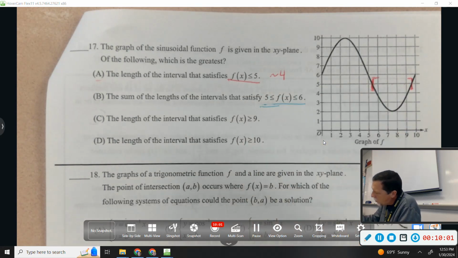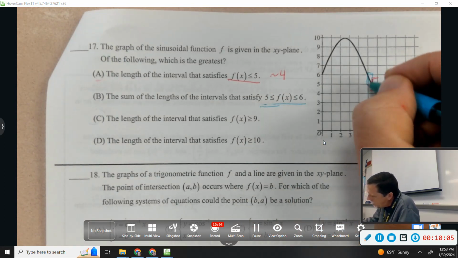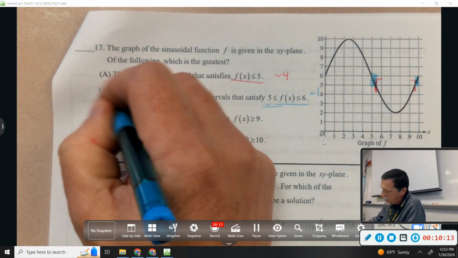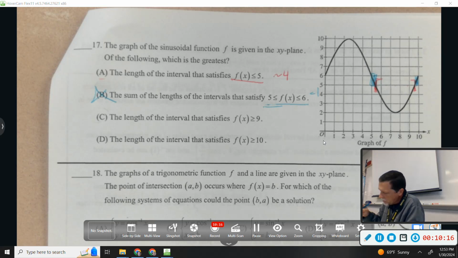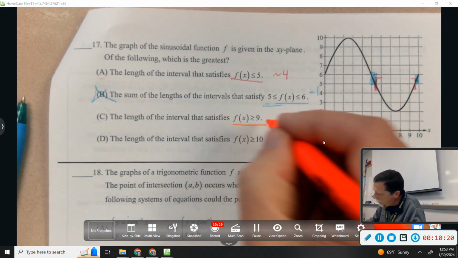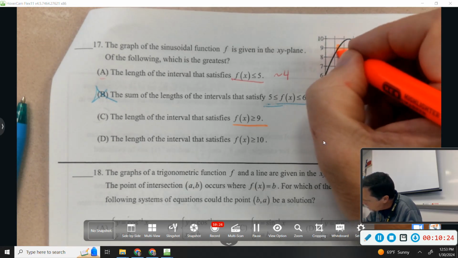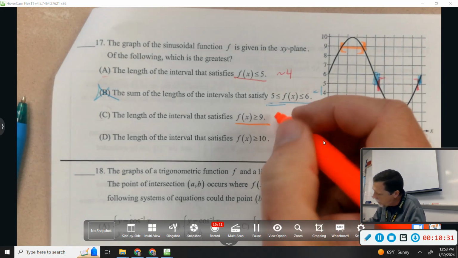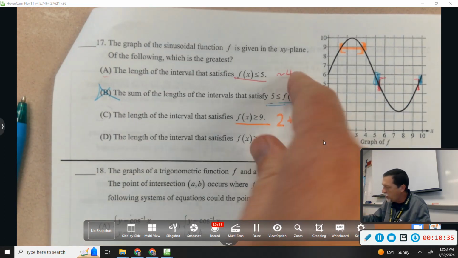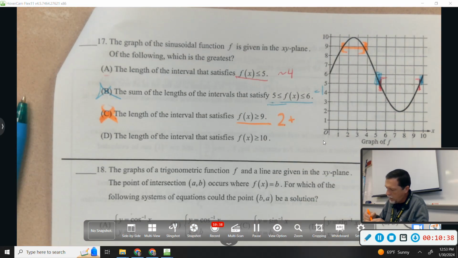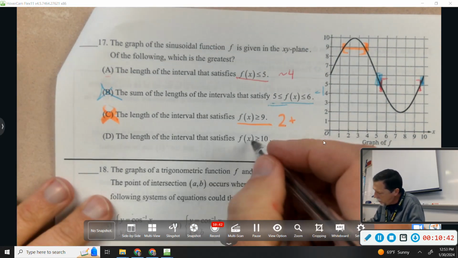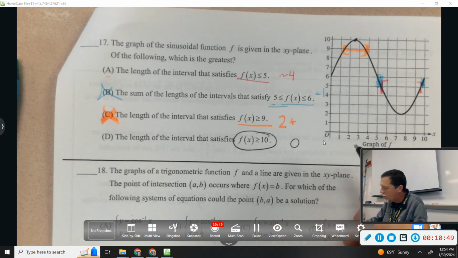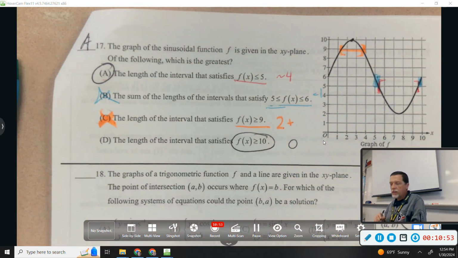Between 5 and 6. So f of x is between 5 and 6. Well, that's not a very wide window. That's that window and that window. So, I don't know, less than 1, whatever it is, not more than 4, for sure. Part C, I want my function to be greater than 9. That would be this distance. So what is that? 1 plus some on either end, so maybe 2, maybe a little more than 2. 2 plus, but definitely not 4. So he's out. And then the length of interval that satisfies greater than or equal to 10, yeah, that's only one spot, so the width of that interval is 0, technically. So it's A. That's the longest interval.